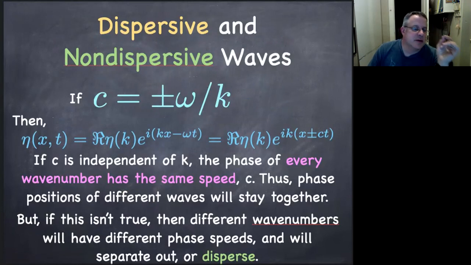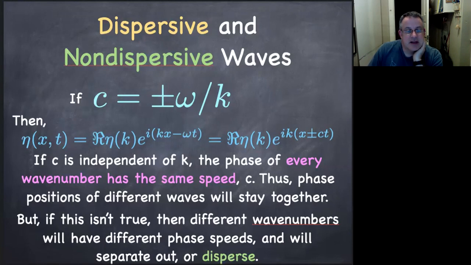Okay, so dispersive and non-dispersive waves. If c is some constant and it's equal to plus or minus omega over k, or if you like, ck is equal to plus or minus omega, then this function has a phase speed that is independent of k. Because you can pull out the omega over k here and you get c here. Bingo, that tells you that the phase of every wave number, every k, has the same speed, the same phase speed c.